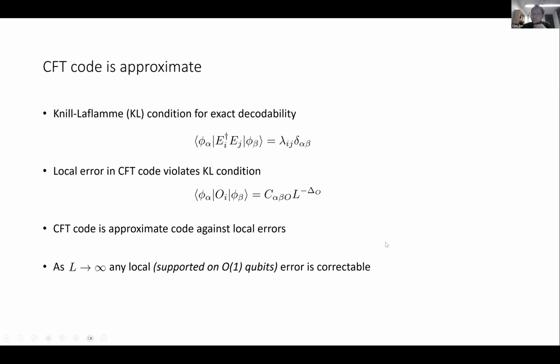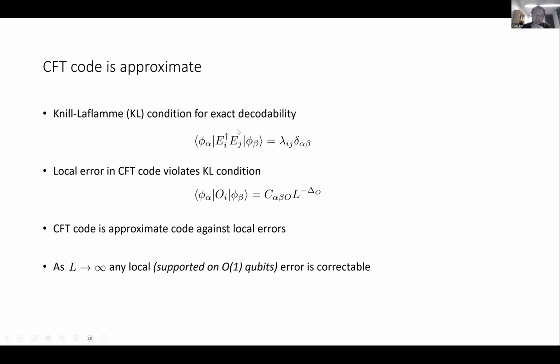Instead, you would have an approximately correctable error. And in fact, as our well known colleague Knill and Laflamme showed, this condition, the Knill-Laflamme condition, is the condition for exact decodability. So now phi alpha and phi beta are the code words, the logical states that you encode, and E_i and E_j are just errors. Whatever errors you could have, you can, for example, put a Pauli Z error on one side and a Pauli X error on another side. Yeah, that's good enough.